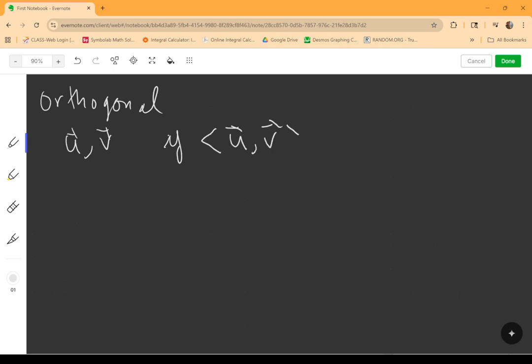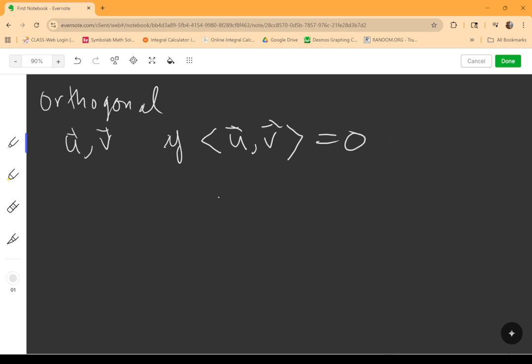So we'll define this idea of orthogonal, which we are more used to hearing described as perpendicular. Being orthogonal means that for vectors u and v, they are orthogonal if the inner product of the vector u and the vector v is equal to 0.